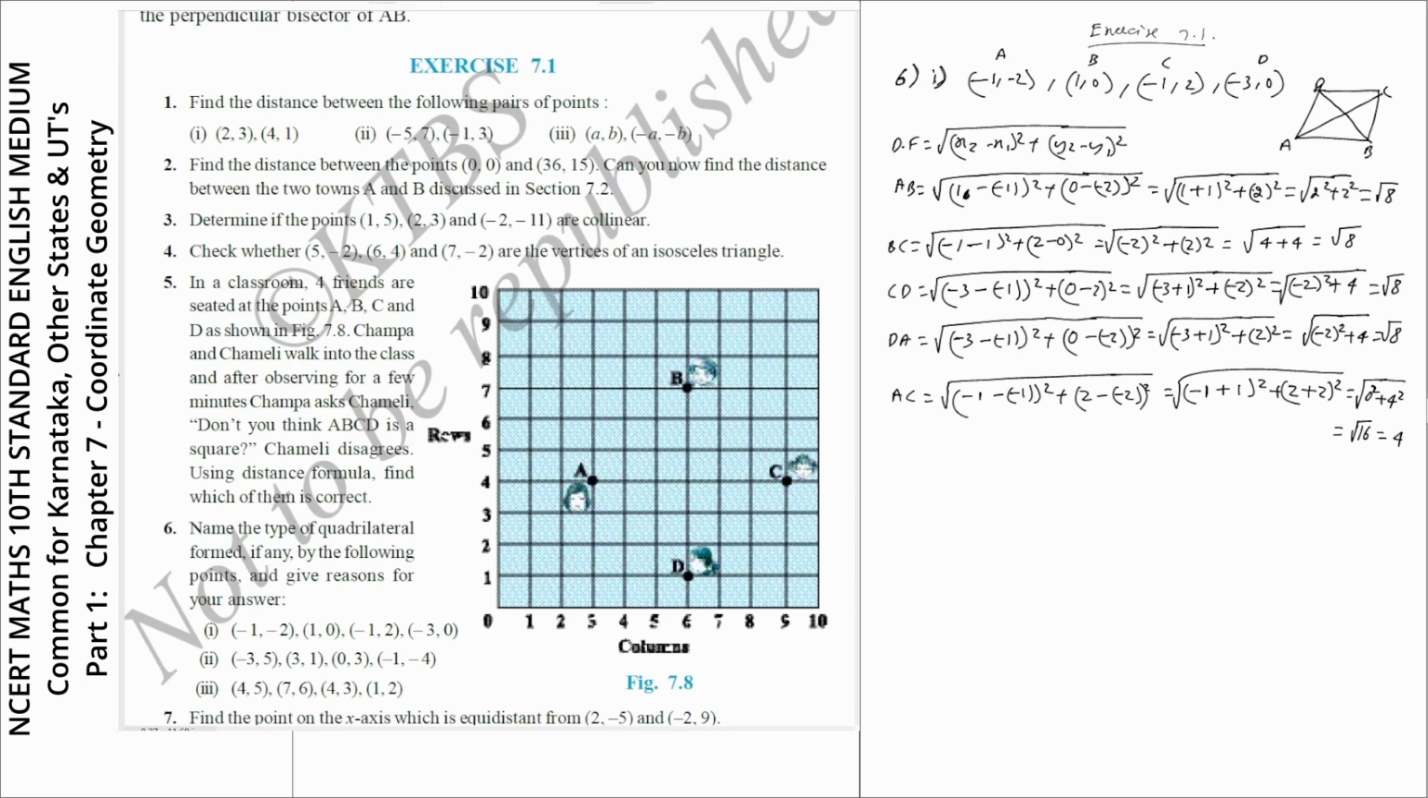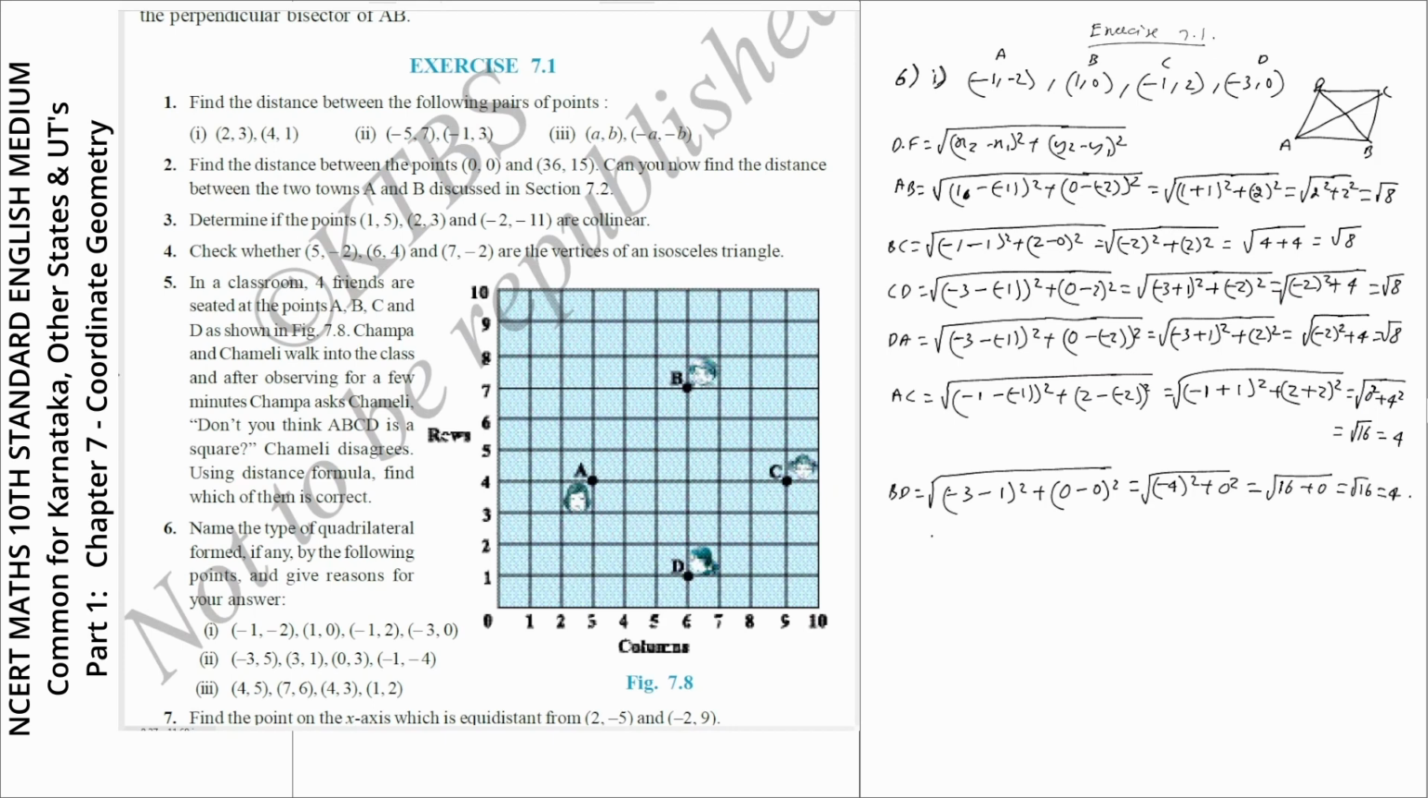Now what is BD? BD is the diagonal. So here x2 minus x1 the whole square, that is minus 3 minus of 1 the whole square, plus y2 minus y1 the whole square, that is 0 minus 0 the whole square. So minus 3 minus 1 is minus 4 the whole square, plus 0 square. So minus 4 the whole square is plus 16 I'll get. Minus 4 into minus 4 is plus 16, plus 0. So root of 16 is 4.